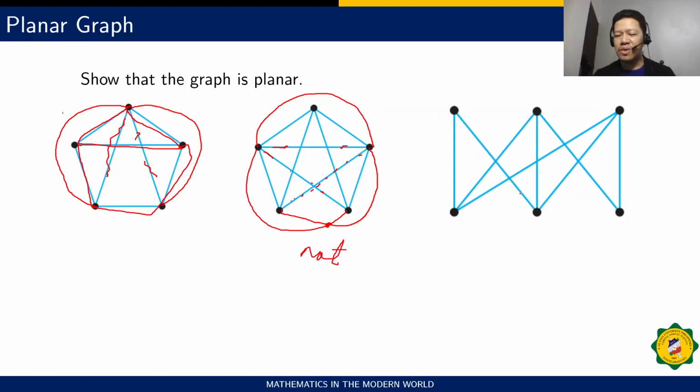How about this one? Is it a planar graph? As you can see, there are many intersecting lines, but can we avoid it? Can we make an equivalent graph such that there will be no more intersecting lines? So this line here, we can remove this, and we can still connect the 2 points by using this line instead of this. And the only problem is this one and that one.